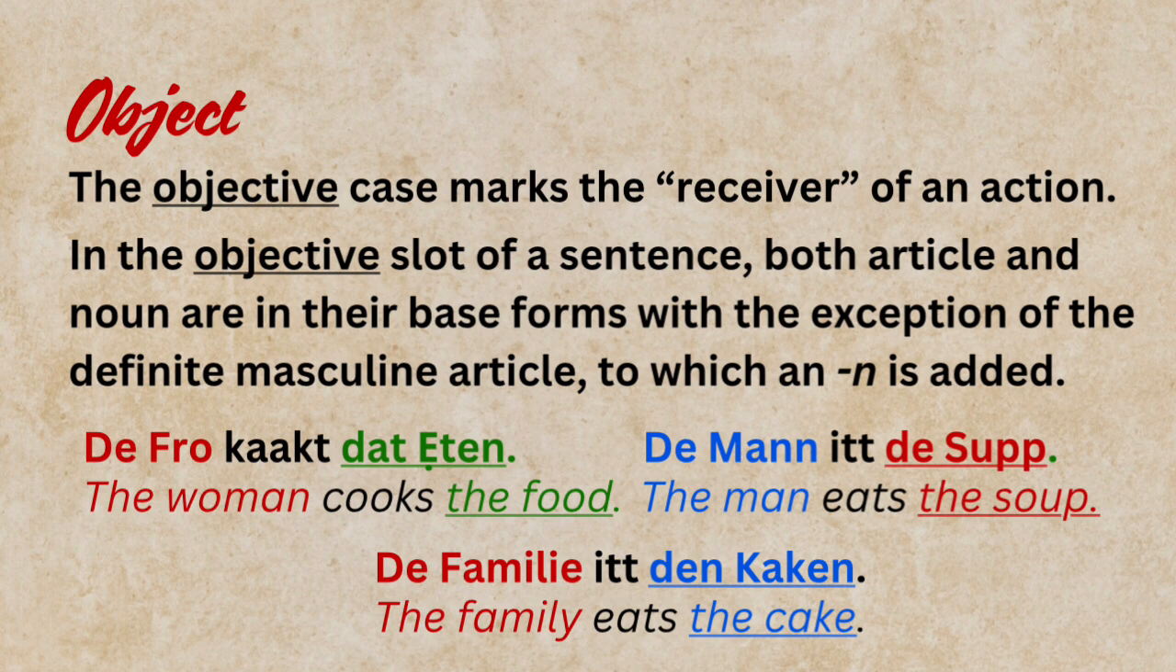Object. The objective case marks the receiver of an action. In the objective slot of a sentence, both article and noun are in the base forms, with the exception of the definite masculine article to which an N is added. De vrouw kookt dat eten. De man eet de soep. De familie eet den koken.